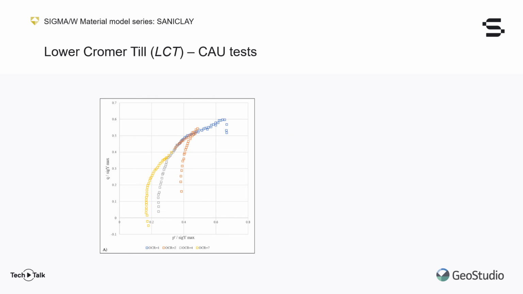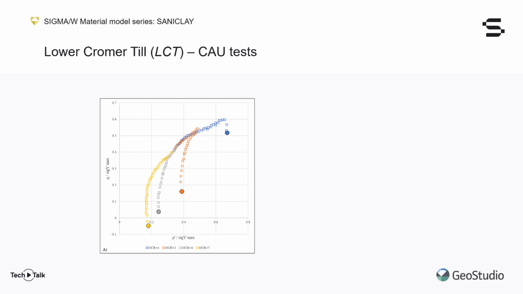Some samples are tested undrained, performing what we call a triaxial CAU test. This acronym stands for Consolidated Anisotropically Undrained. We can see on the stress path plot how the starting point of each test reflects how much unloading was necessary to reach the correct OCR values. In the case of OCR equals 7, the yellow sample, the sample was unloaded so much so that it is in tension, in fact, as the test begins.